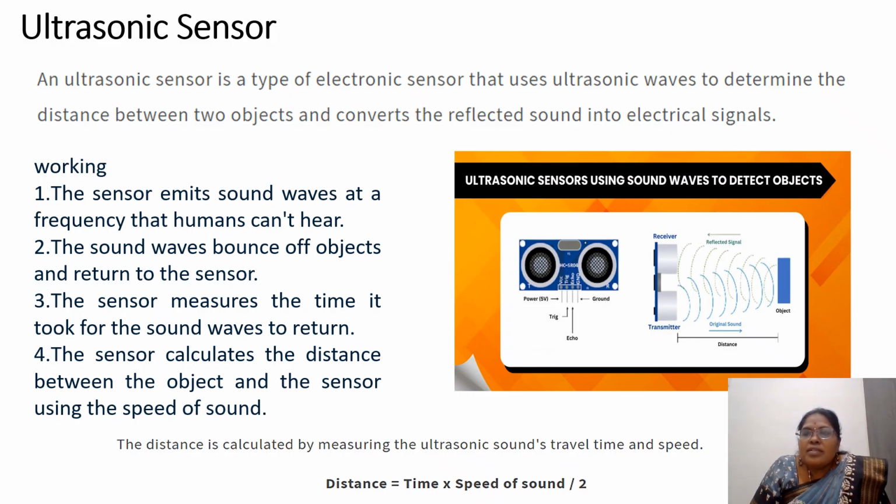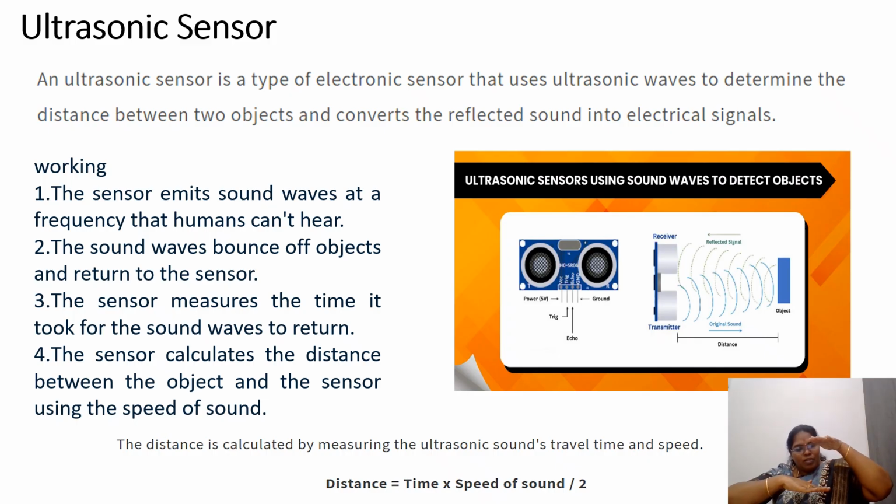So next comes the ultrasonic sensor. It is a type of electronic sensor that uses ultrasonic waves to determine the distance between two objects and converts the reflected sound into electrical signals. Here you have to keep an ultrasonic sensor, and this will be used for detecting the level. For example, here you have the sensor.